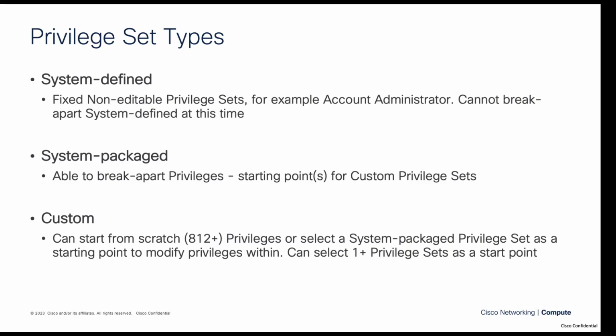And those are able to be broken apart, and you can pick and choose the individual privileges that you want to edit within those privilege sets. And then, of course, anything that you create net new is going to be labeled as a custom privilege set. And you're still going to be able to have access to that 812 plus individual privileges to modify. So at that top category, system defined, that's outside the bounds of the 812. Okay, the 812 is there for you to affect and edit as you see fit.